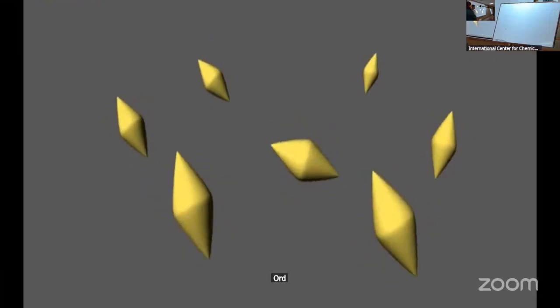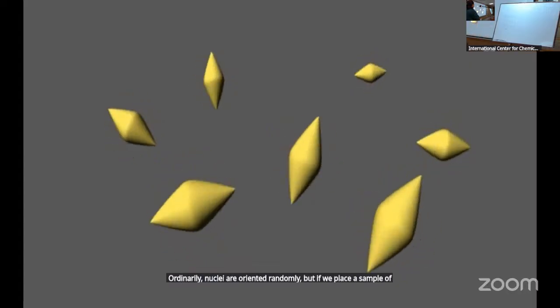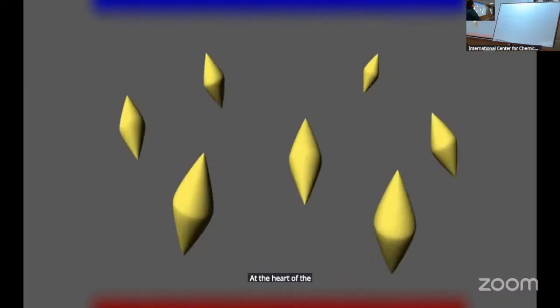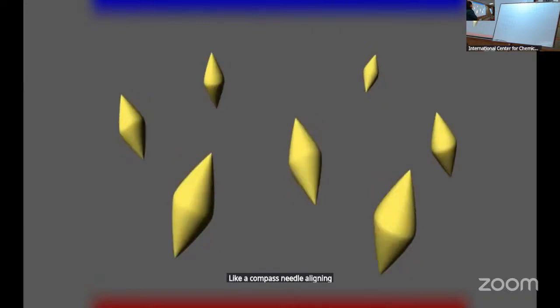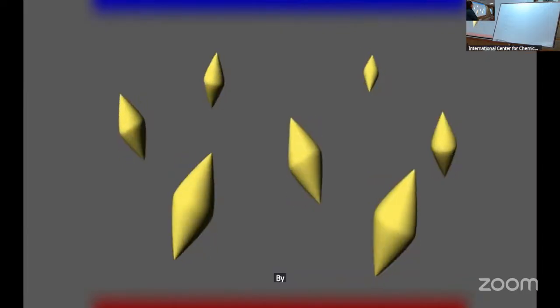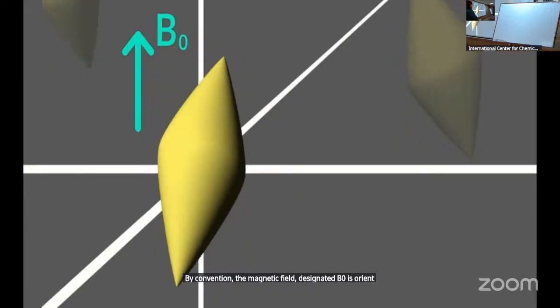Ordinarily, nuclei are oriented randomly, but if we place a sample of a chemical compound in a strong magnetic field at the heart of the NMR instrument, the nuclei line up like a compass needle aligning in a magnetic field, and start to precess, like a spinning top as it spins on a table. By convention, the magnetic field, designated B0, is oriented along the z-axis.